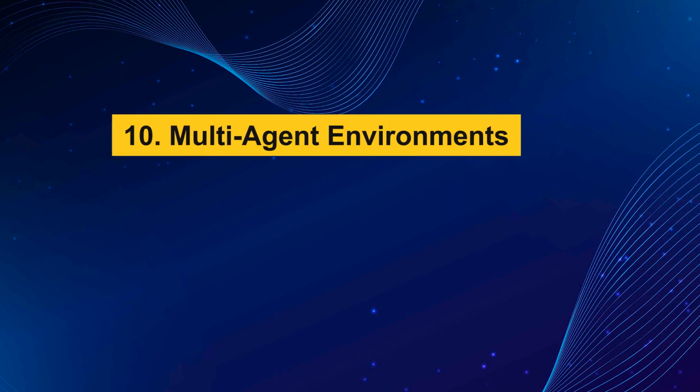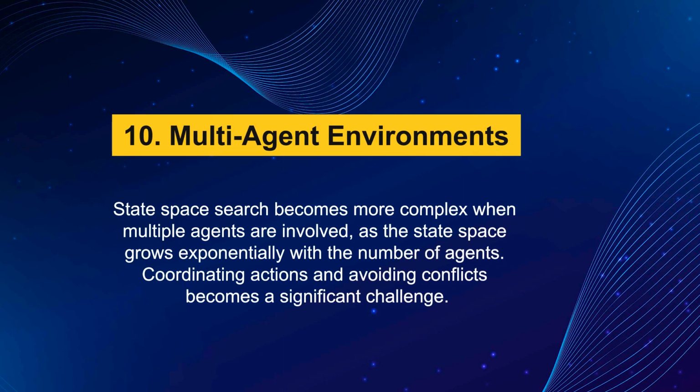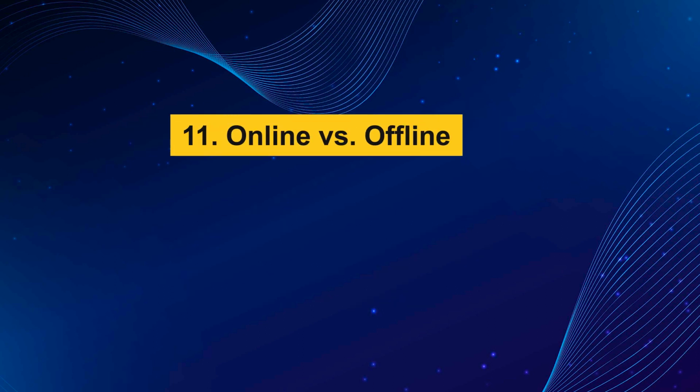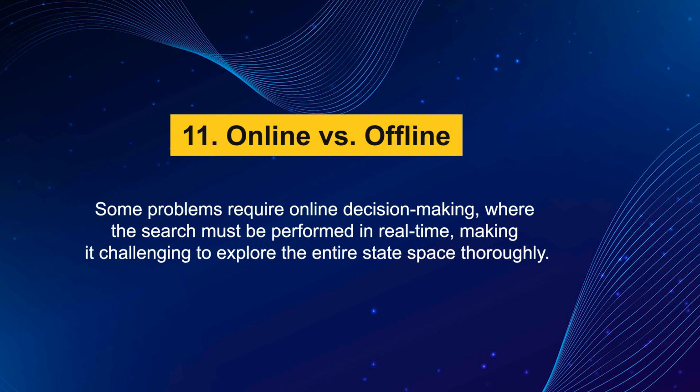Next is multi-agent environment. State space search becomes more complex when multiple agents are involved. As the state space grows exponentially with the number of agents, coordinating actions and avoiding conflicts become a significant challenge. Next is online versus offline. Some problems require online decision making where the search must be performed in real time, making it challenging to explore the entire state space thoroughly.